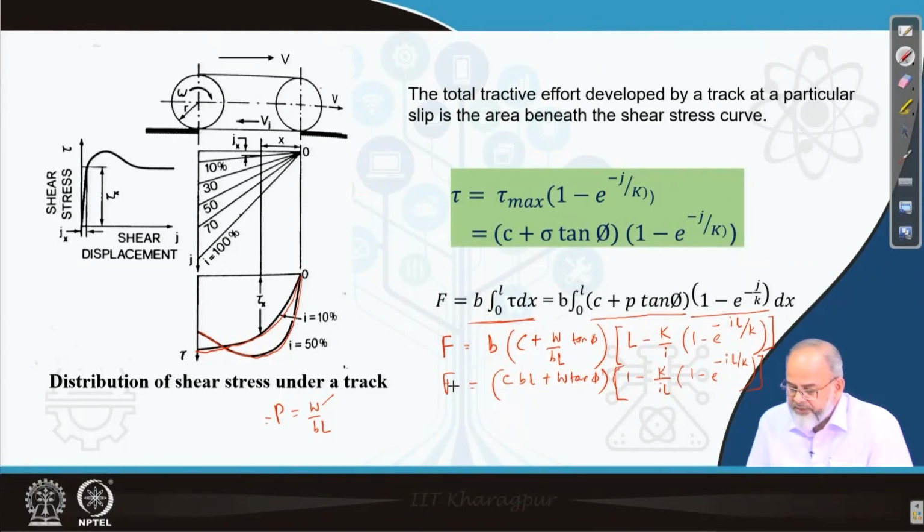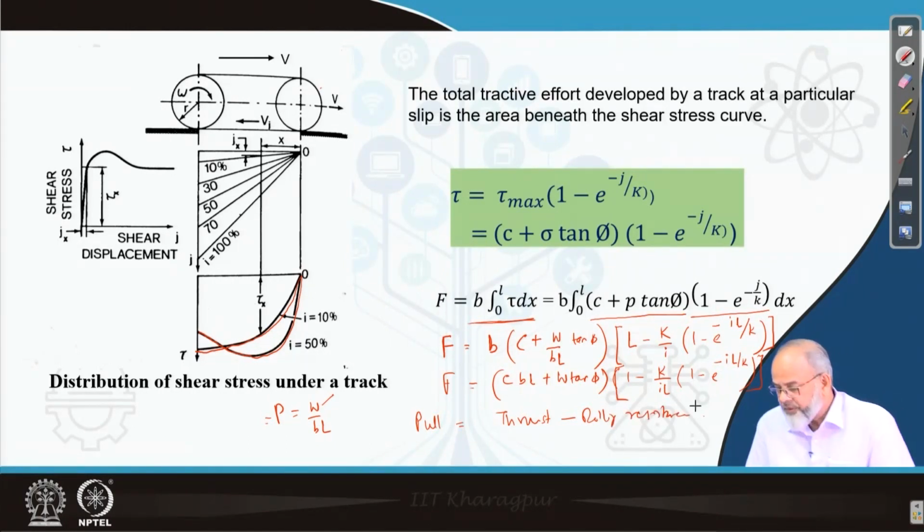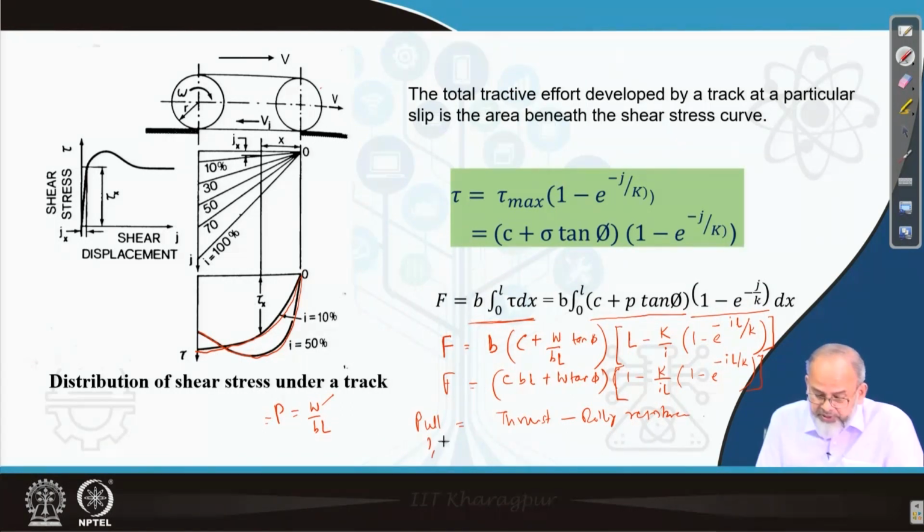Now if you know the rolling resistance, then you can find out the pull developed. So pull will be equal to thrust minus rolling resistance. And if you want to find out the tractive efficiency, then pull by weight into 1 minus S will give you the tractive efficiency. So tractive efficiency eta will be equal to the coefficient of traction, which is P by W, into 1 minus S divided by COT plus CRR. COT is P by W and CRR is RR by W, motion resistance by weight.